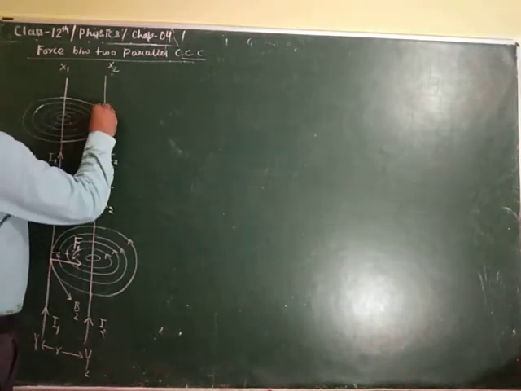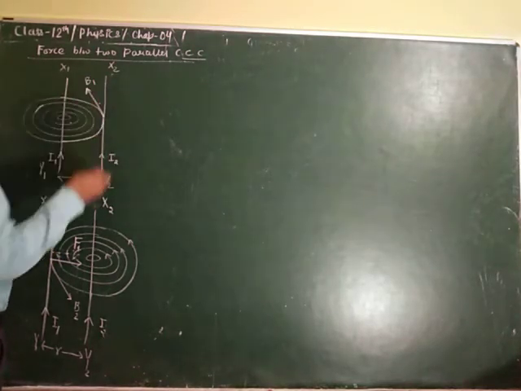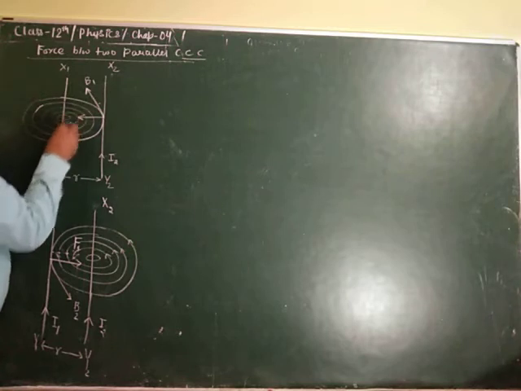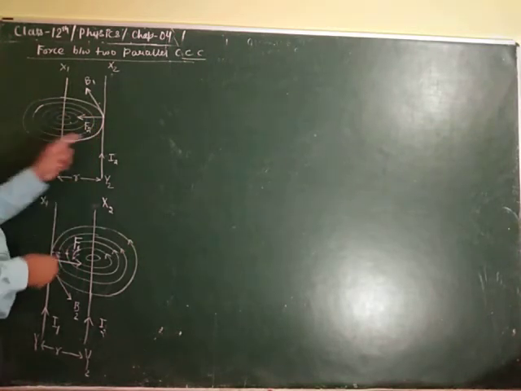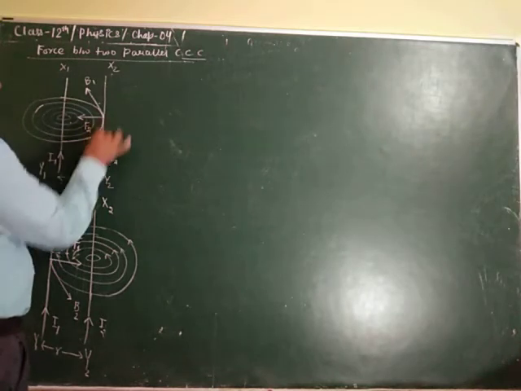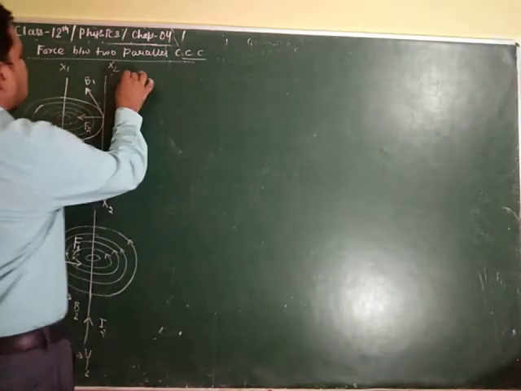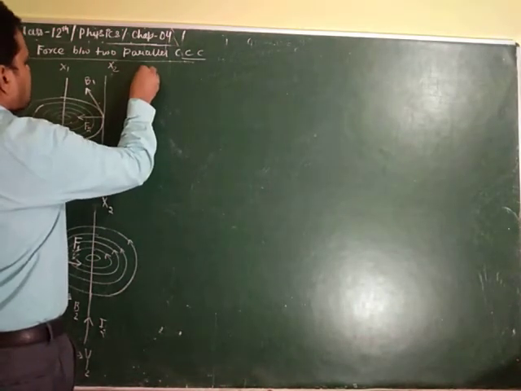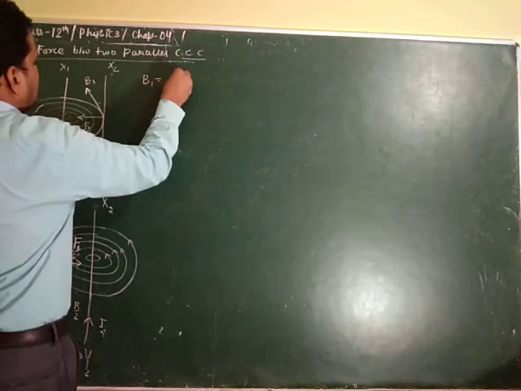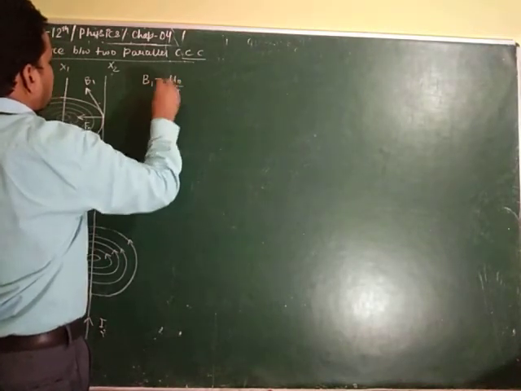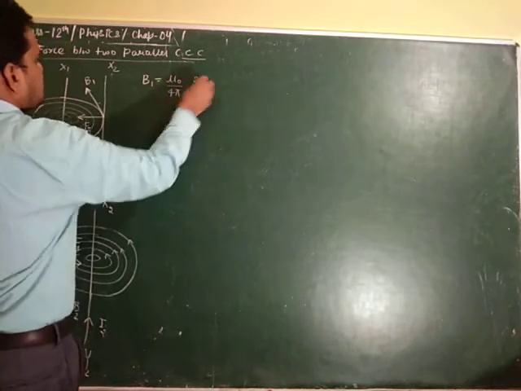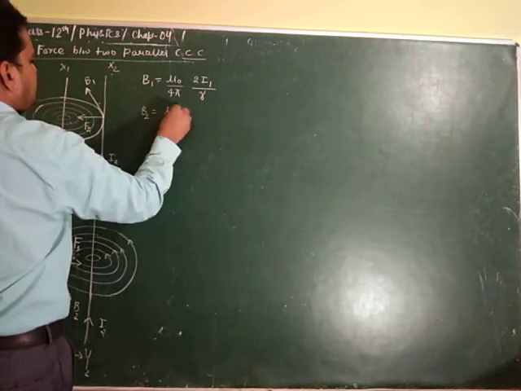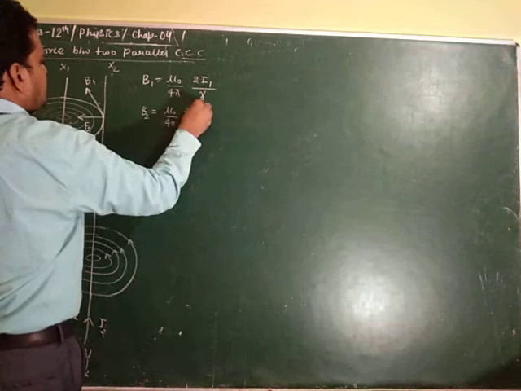Similarly, here the magnetic field is tangential, B1. This is the magnetic field due to the current I1, so I am writing B1, and this is the force acting on 2, and this is the current I2. I will first calculate this force F1 per unit length. We have B1 equal to mu naught by 4 pi into 2 I1 divided by R, and B2 we have mu naught by 4 pi into 2 I2 by R.